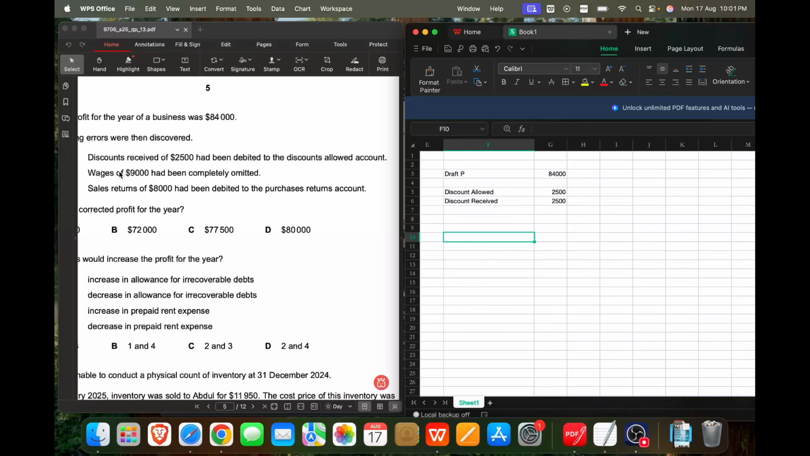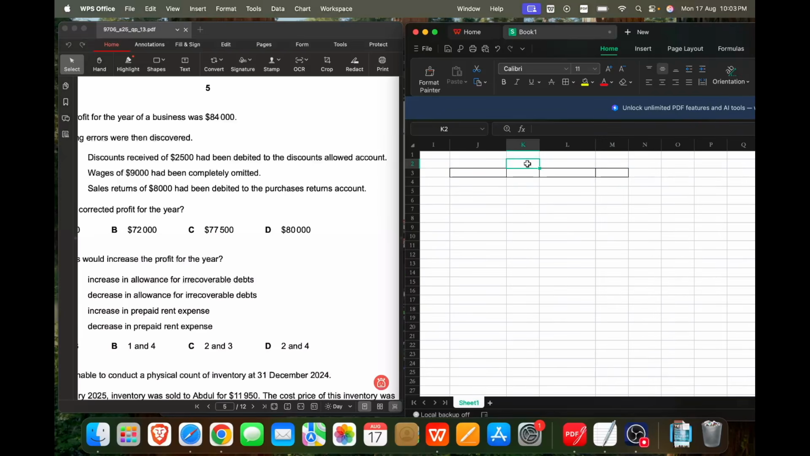Next one is wages. Wages of 9,000 had been completely omitted. So wages is an expense. We completely omitted means we did not write this expense at all. So if we write this, then this will increase my expense, which will lead to decrease in my profit. And last one is there's a sales return of 8,000 had been debited to purchase return account. So this is your sales return, and then this is our purchase return.